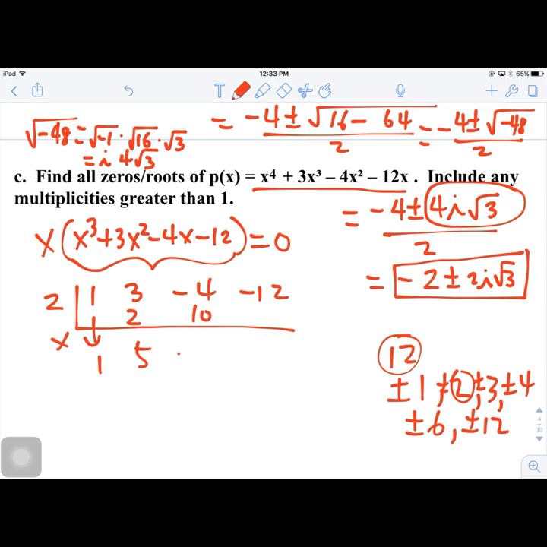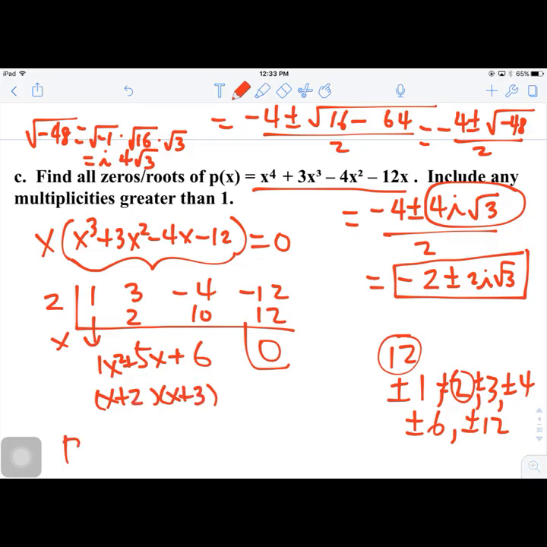We have 6. 6 times 2 is 12, and that will give us a 0. So that's how we know that the 2 is actually a 0. So we reduce it by 1 degree, and this will be the remaining. So we can also factor this into x plus 2 and x plus 3.